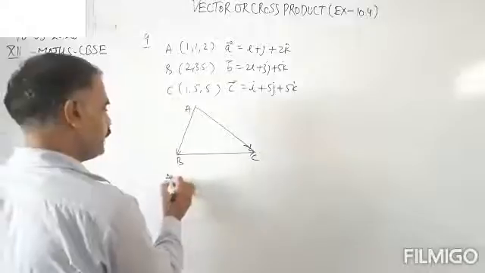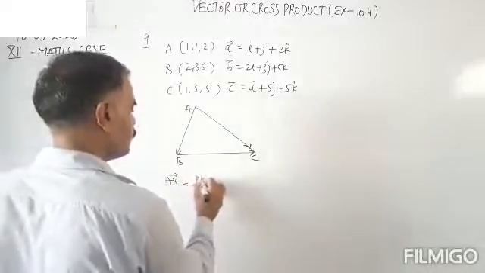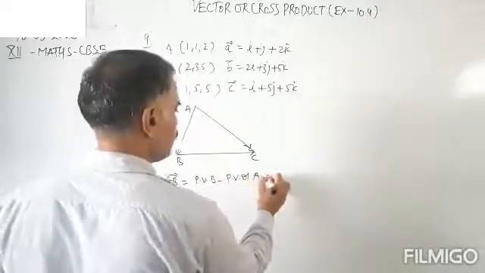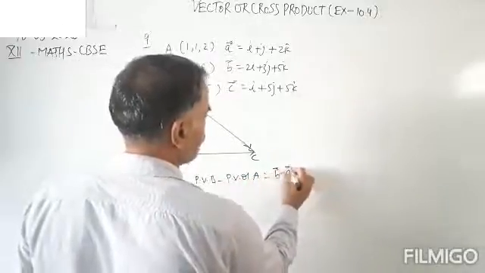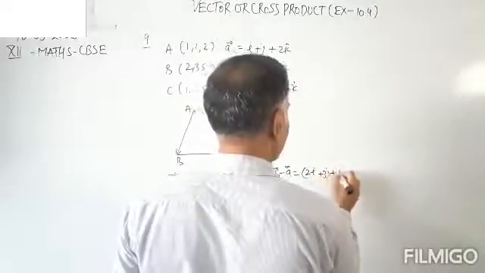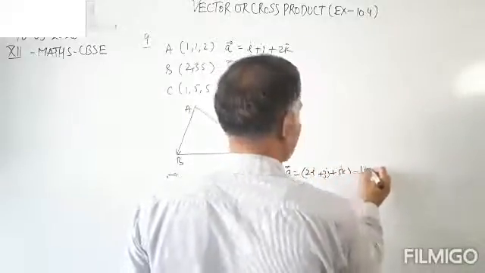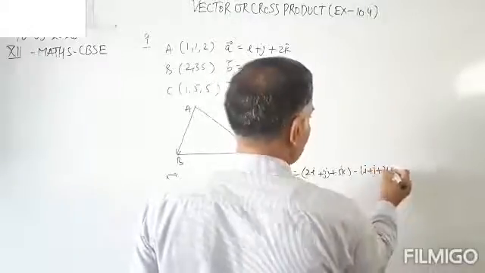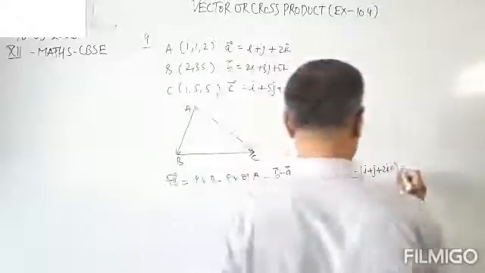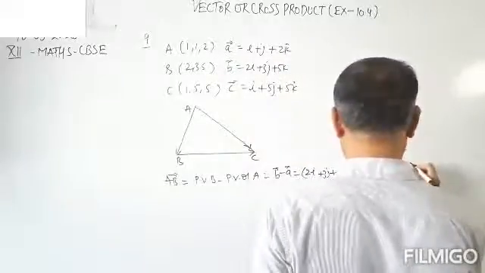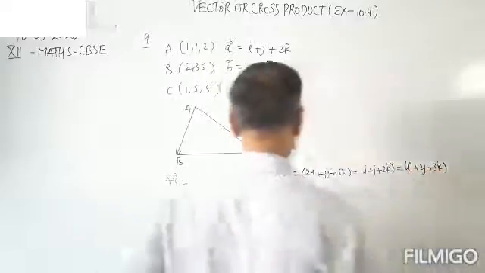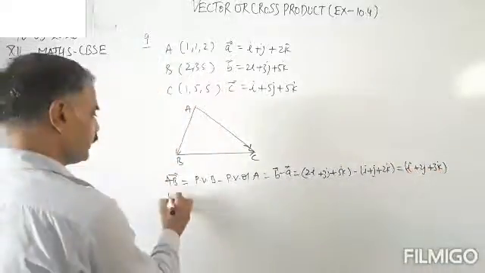So AB vector equals position vector of B minus position vector of A, that is B vector minus A vector, that is 2i cap plus 3j cap plus 5k cap minus i cap plus j cap plus 2k cap. So this is equal to, after subtracting, i cap plus 2j cap plus 3k cap. This is AB vector. Now BC vector.